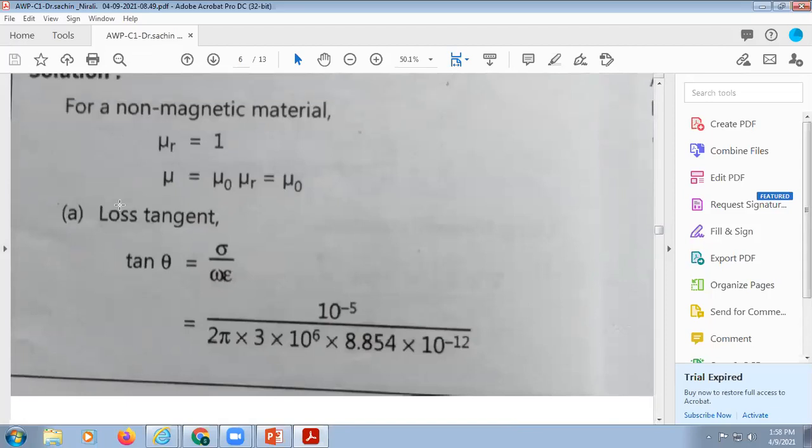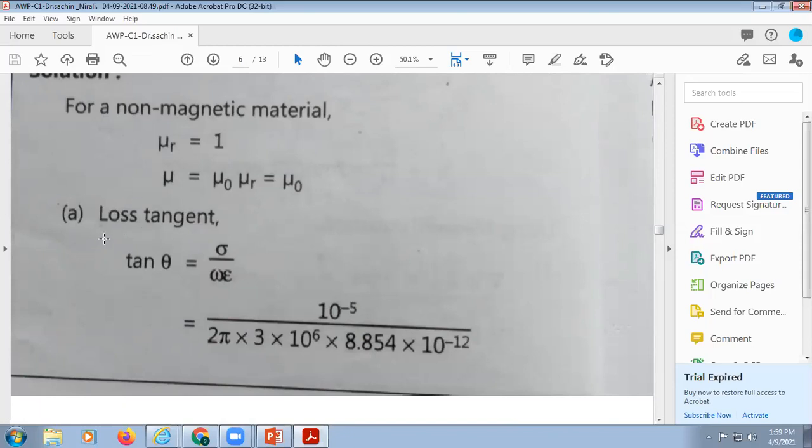So how can we start here? We can start with the non-magnetic material. All of you note down, for the non-magnetic material, the permeability mu r is equal to 1, whereas we can compare with the standard, mu equals mu 0 mu r. Mu r is nothing but 1, so automatically mu is equal to mu 0. If mu 0 is there, then the value is 4 pi 10 raised to power minus 7.